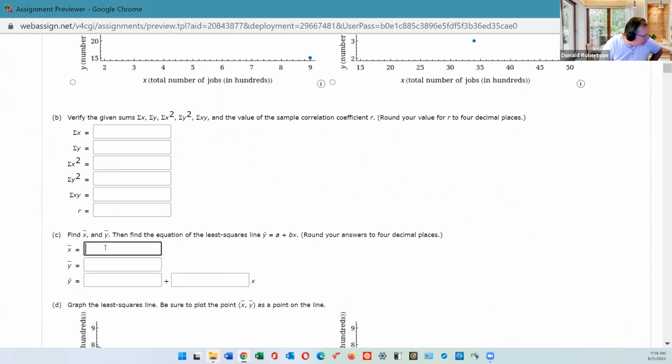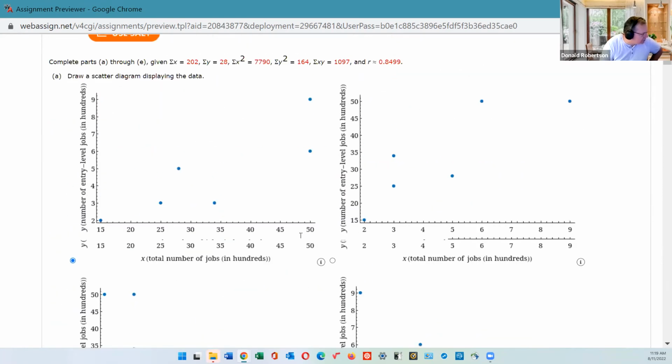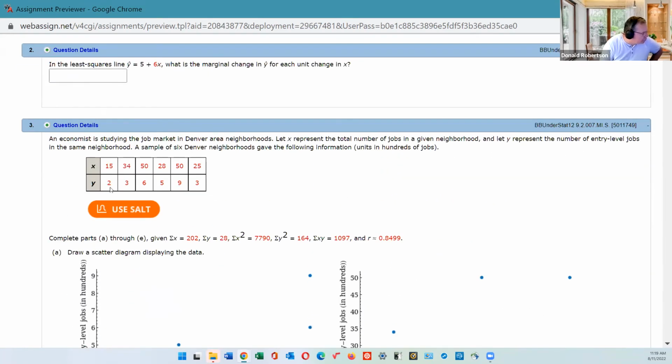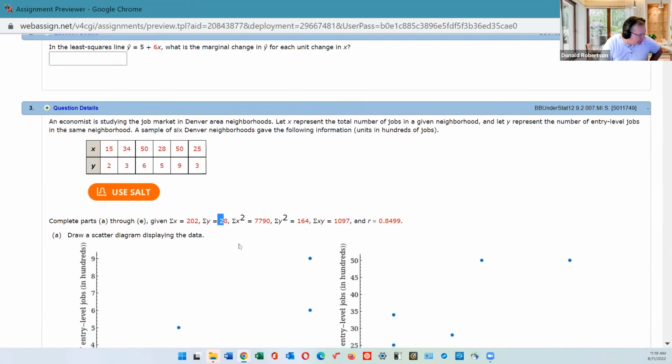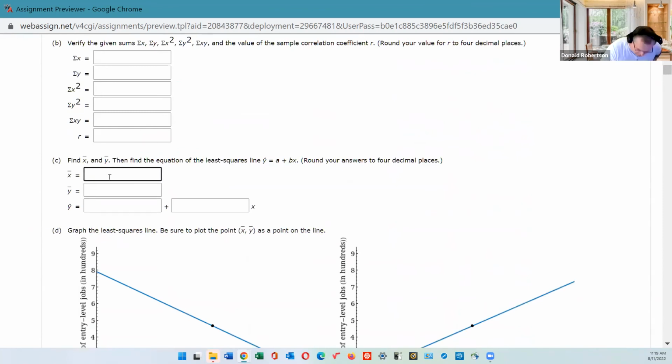Now, if you wanted to do X bar and Y bar, you would have to do a little bit of work. There's only 1, 2, 3, 4, 5, 6 pairs. If I wanted to get X bar, wouldn't I take the total and divide it by 6? And if I wanted to get Y bar, wouldn't I take the total and divide it by 6? So those two guys would be 202 and 28. So 202 divided by the 6 numbers that had X's in them. I think the other one was 28 divided by 6. That's the only two that I would actually do any kind of calculation for.